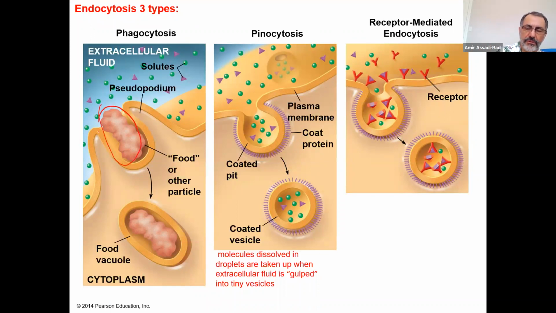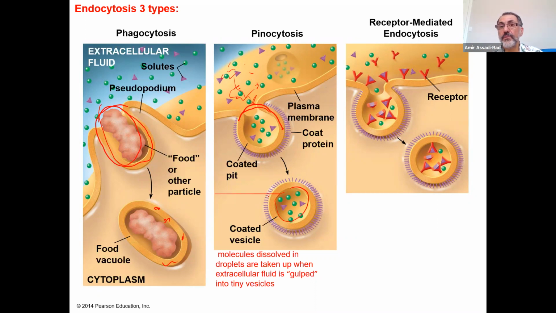It cannot go through the cell membrane easily. So what happens? A piece of cell membrane gets pinched off. This is the cell membrane right here, and then of course it forms a fluid vacuole. Pinocytosis, cell drinking. You have a lot of stuff in here. All of these are small molecules. Again, a piece of the cell membrane gets pinched off, and then of course you have vesicles.